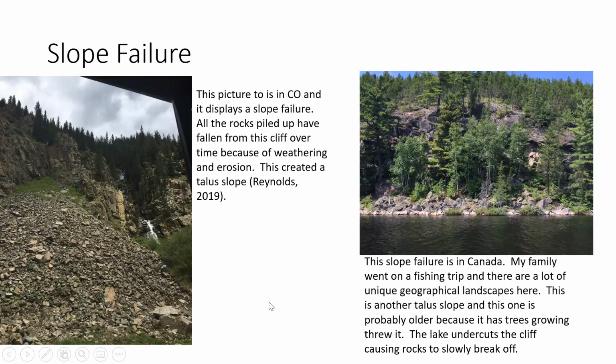This picture on the left is in Colorado, and it displays slope failure. All the rocks piled up have fallen from this cliff over time because of weathering and erosion, and it has created a talus slope. This picture to the right is another slope failure in Canada. My family went on a fishing trip, and there are lots of unique geographical landscapes here. This is another talus slope, and this one is probably older because it has trees growing through the rocks that have fallen. And the lake undercuts the cliff, causing the rocks to slowly break off and fall into the water or on the edge of the water.